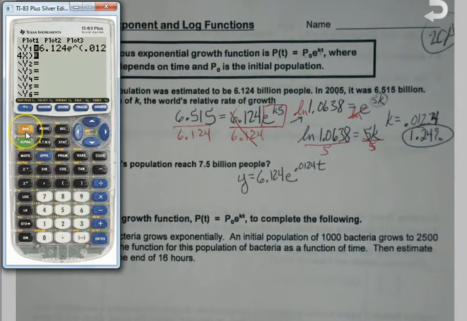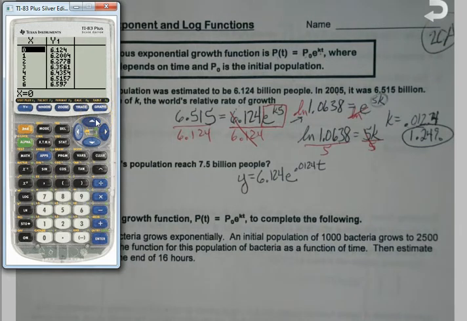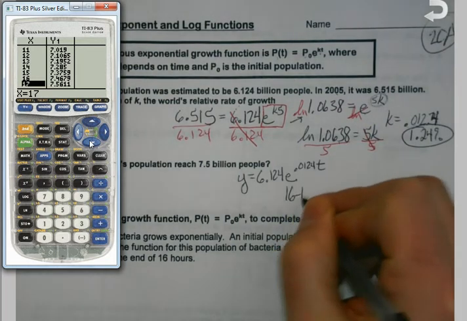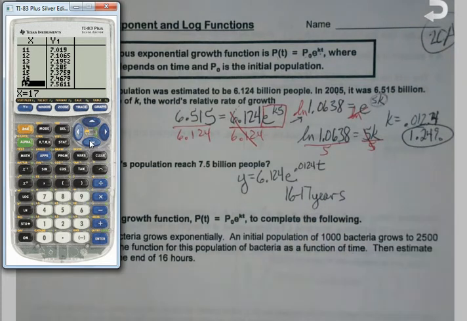Because then, if I go to my chart, there's my 6.124, and again, this is all in billions. When's it going to reach 7.5? I go until I get to that value that's above. So I could either say 16 to 17 years, because it's going to fall somewhere in between, because that's a little below, that's a little above. Or if you were going to say one specific year, you'd have to say during year 17, because year 16 is not quite going to get me there.